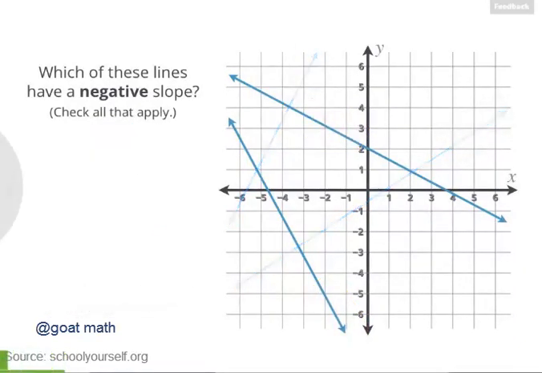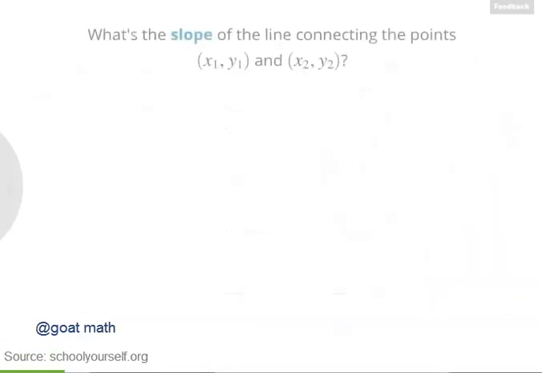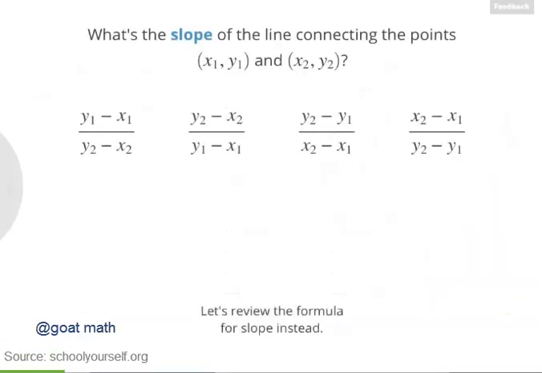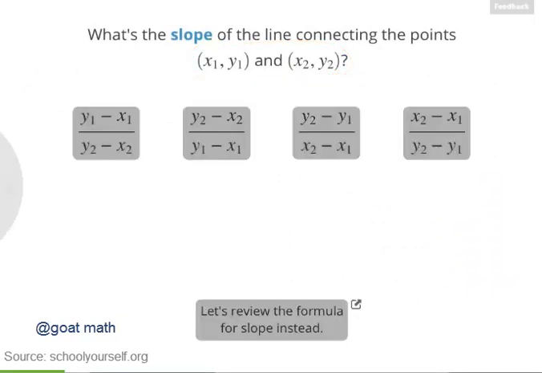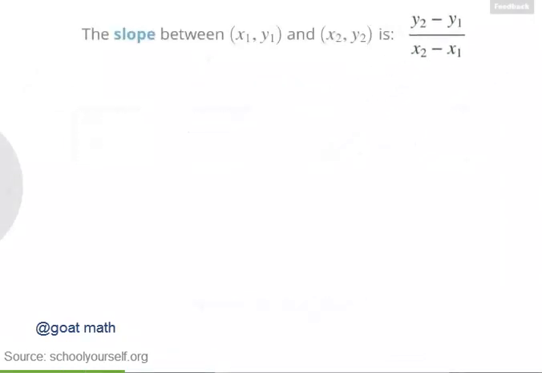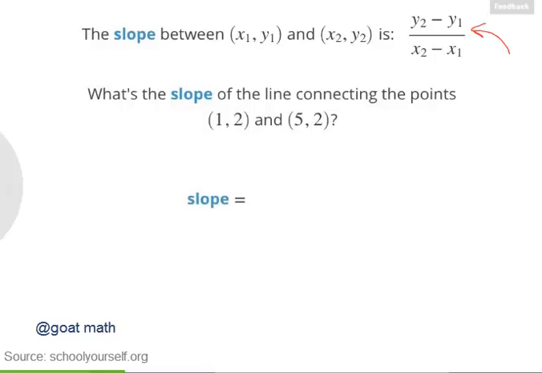Exactly right. These 2 lines have negative slopes. So what's the formula for the slope between the points x1, y1 and x2, y2? Right, the general formula for slope is y2 minus y1 over x2 minus x1. So try applying this formula to the points 1, 2 and 5, 2 and see what slope you get. And feel free to ask for a hint if you need one.